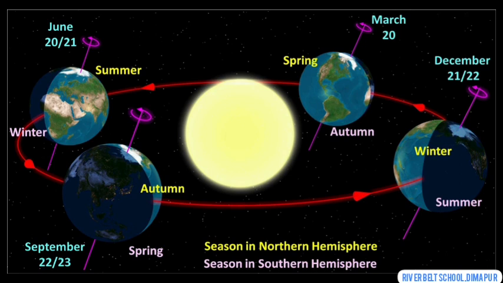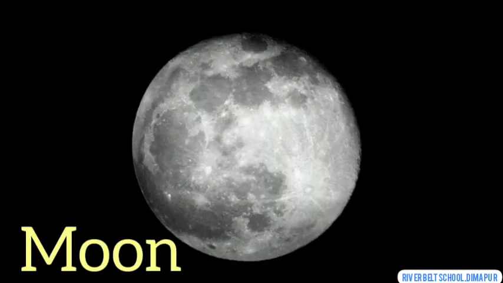During revolution, the part of the Earth tilted towards the Sun experiences summer because it gets more light and heat from the Sun. The part tilted away from the Sun experiences winter because it gets less light and heat from the Sun.